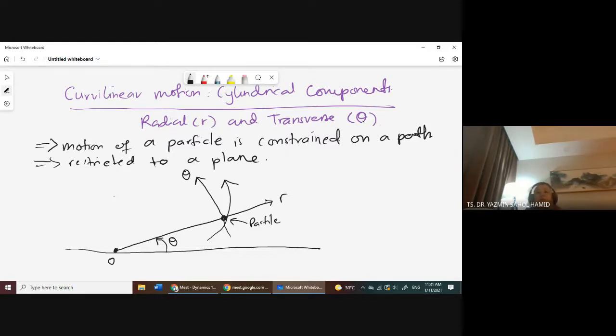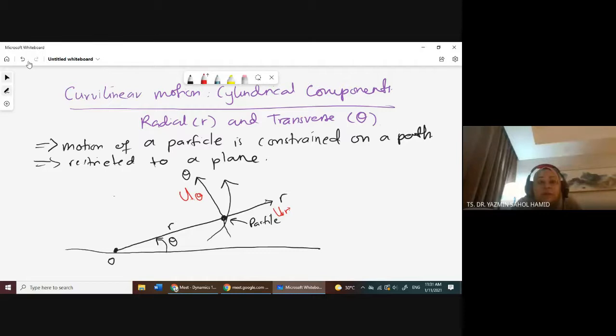Okay, so here this is your R and this is your theta. Usually we define the vector as UR, and we define the vector as U theta.